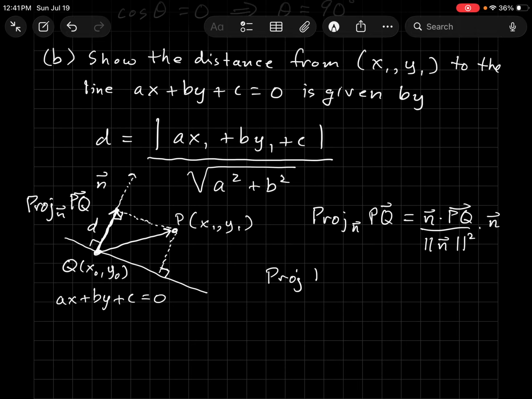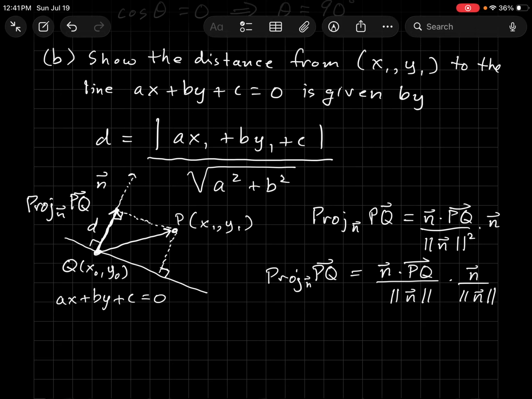So the projection of PQ onto my vector n, I can write as n dot PQ, which is a number, it's a scalar, all over the magnitude of n, which is a number. And then I'll take one of those magnitudes of n's and put it off to the right. So we have something like this. And the reason I did this is because the vector n over magnitude of n is a unit vector, which means its magnitude is 1.